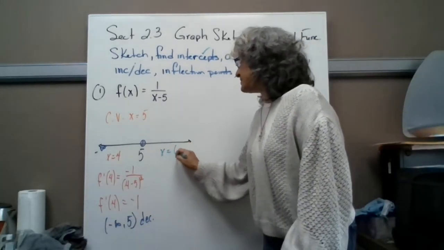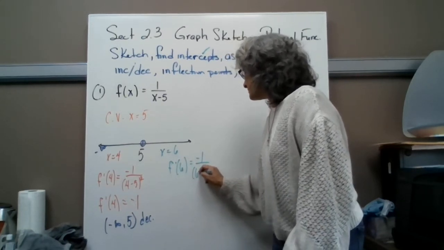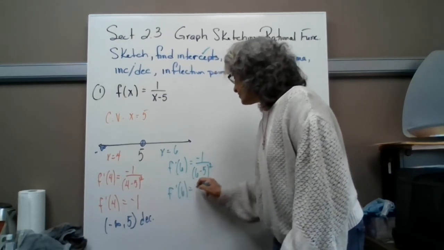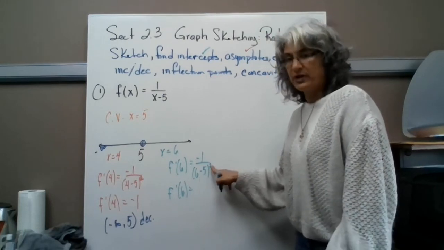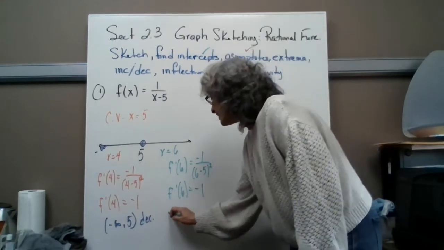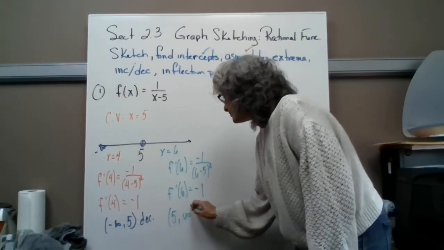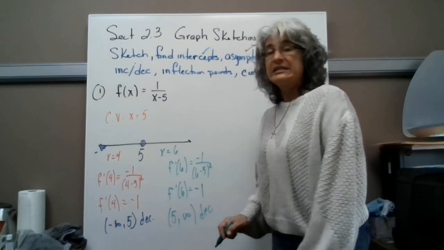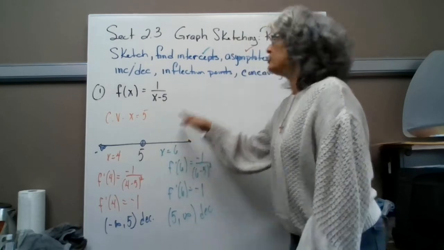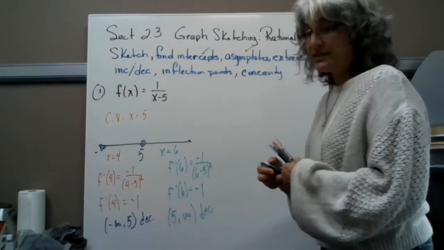I'm going to use x equaling 6. I'm going to plug it into the first derivative. And again, the denominator here is going to be 1. Squared is 1. Negative 1 over 1 is still negative 1. So in this particular case, again, 5 is a vertical asymptote, so it needs a parenthesis. From 5 to infinity, it is decreasing. Still decreasing. So answer me this: if both sides are decreasing, do I have a relative extrema? You're right. No relative extrema.